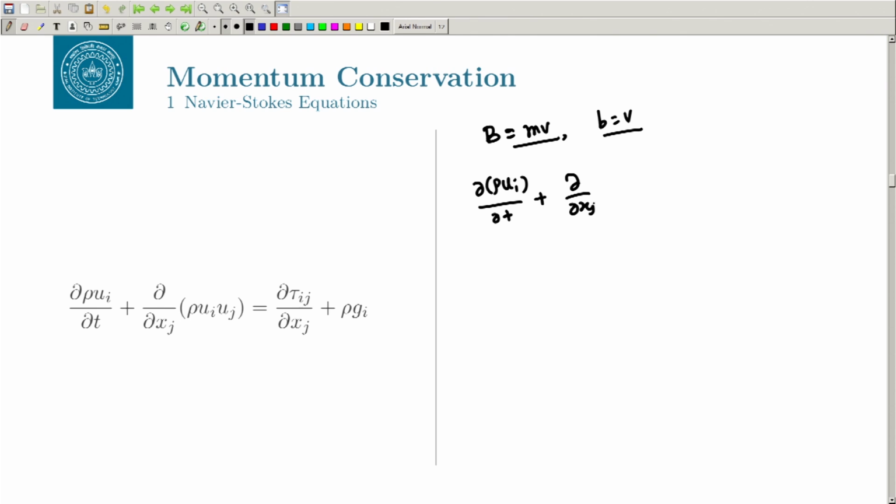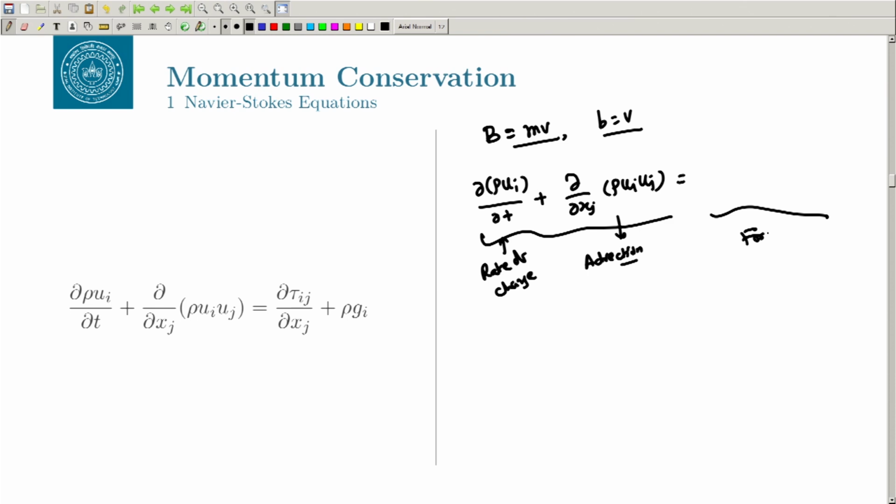So this will be del by del x_j of rho u_i u_j, and this first term is basically the rate of change, and this is your flux or the advection, how they are being transported through the surfaces. That should be equal to the forces acting on the body, that is Newton's second law. This entire thing represents the rate of change of momentum, and that will be equal to the forces. So what are the forces that we have in a fluid? We are writing the term due to the stress, plus due to the body force.